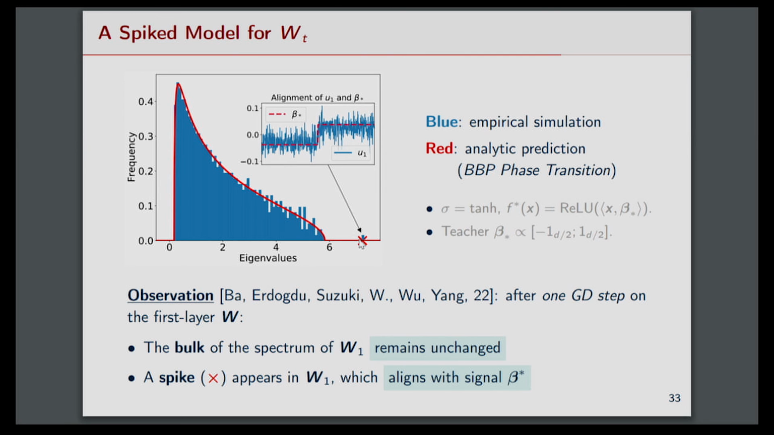Okay, using this analysis for the weight matrix, since the weight matrix is like a spike plus bulk, then we can understand the spectral outlier eigenvalue for the CK matrix after training.